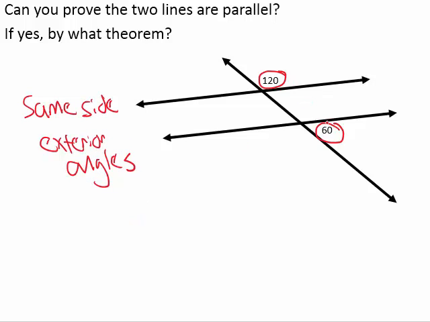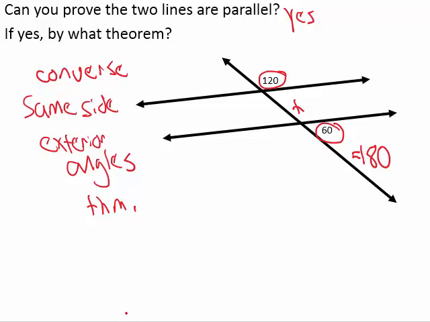So we notice 120 plus 60 does indeed equal 180 degrees. So since the same side exterior angles are supplementary, yes, we know the lines are parallel, and by the converse of the same side exterior angles theorem, we know that the two lines are parallel.